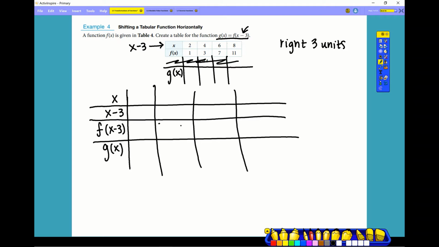So remember, our x row becomes our x minus 3. And since this is now x minus 3, we have to add 3 to get back to our original x values. So that's 5, 4 plus 3, 7, 9, 11.